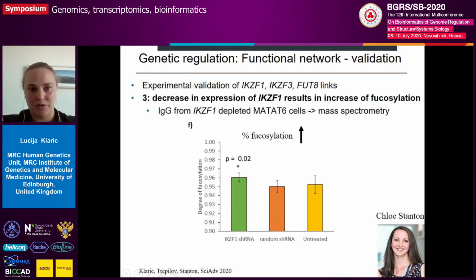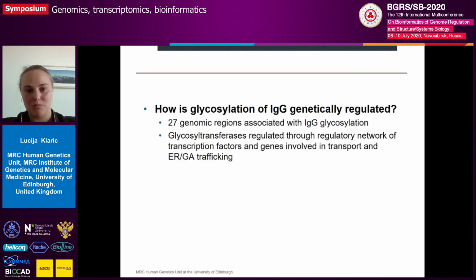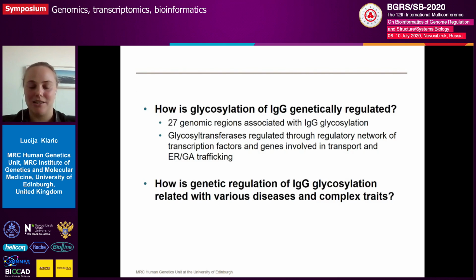Right. So the first part of our talk was, how is IgG glycosylation genetically regulated? And we managed to show that there are 27 regions associated with IgG glycosylation. And we also created this network that suggests how glycosyltransferases and other enzymes are regulated through transcription factors and other genes involved in transport of endoplasmic reticulum and Golgi apparatus trafficking. The next question was, okay, how does this all relate to the various diseases and complex traits from the beginning of the story that were already noticed in the 1990s?